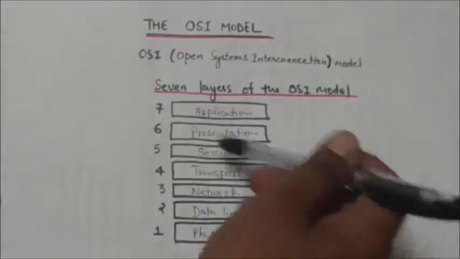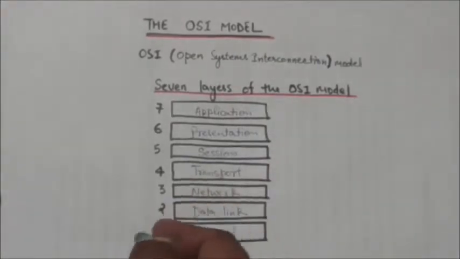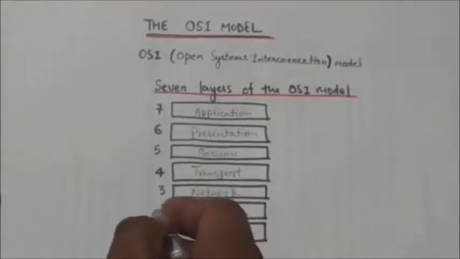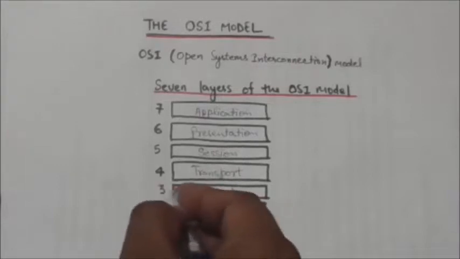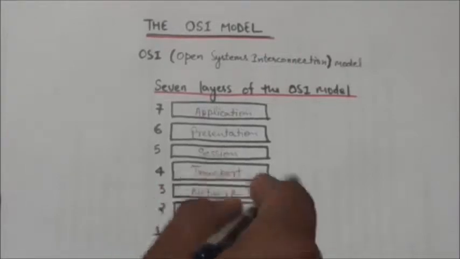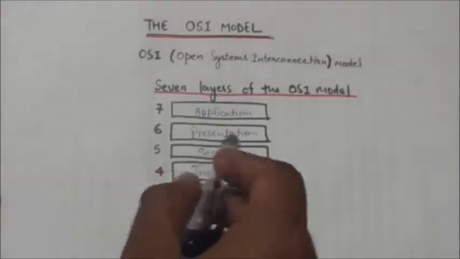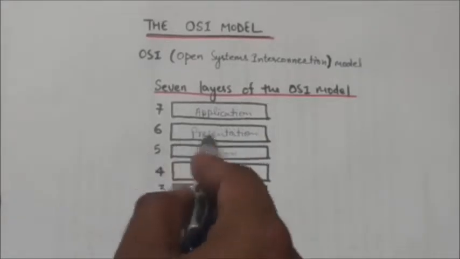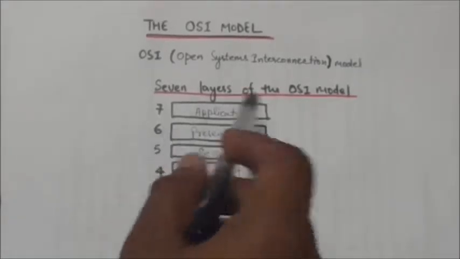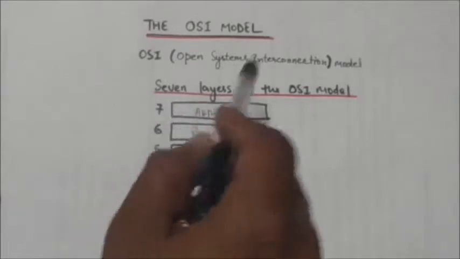As you can see here in this diagram, the physical layer is layer 1, the data link layer is layer 2, the network layer is layer 3, the transport layer is layer 4, the session layer is layer 5, the presentation layer is layer 6, and the application layer is layer 7.